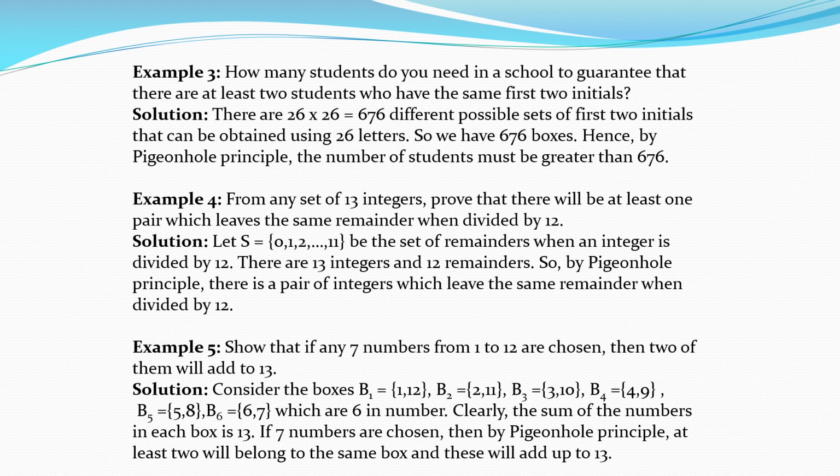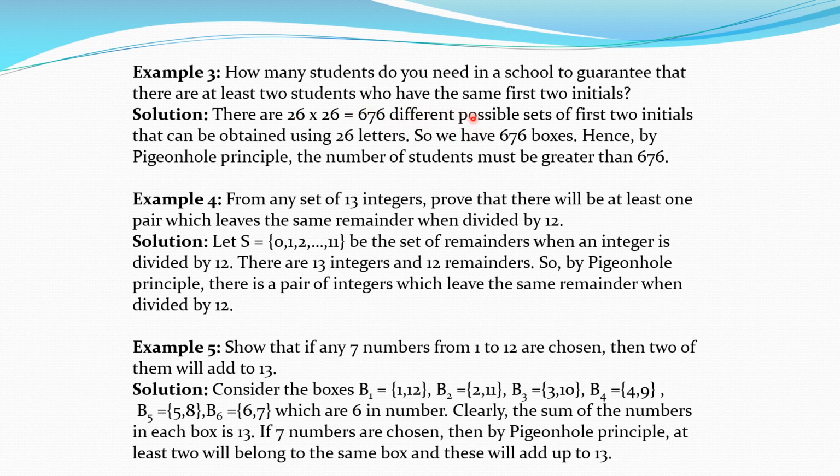Now see the third example. How many students do you need in a school to guarantee that there are at least 2 students who have the same first 2 initials? Now this question is quite different from the previous ones. In the previous 2 examples, we proved it by using the pigeonhole principle. Now in this case we have to find the minimum number of objects we should take, so that in a school at least two students have the same first two initials.